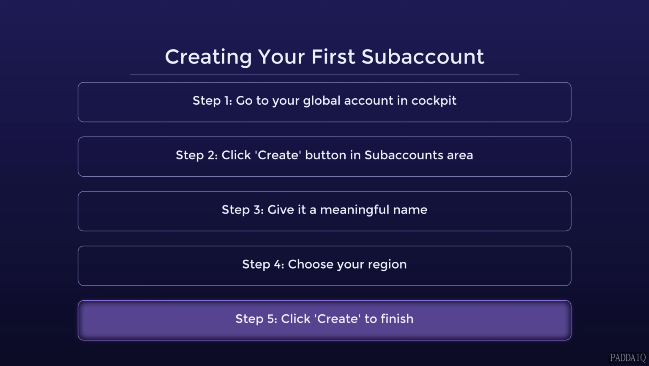Step 5. Click Create to finish. This final action confirms all your settings and officially establishes your sub-account. For example, after entering your sub-account name and region, clicking Create is like submitting an online order. It processes your request. Once done, your new sub-account is ready for use right away.